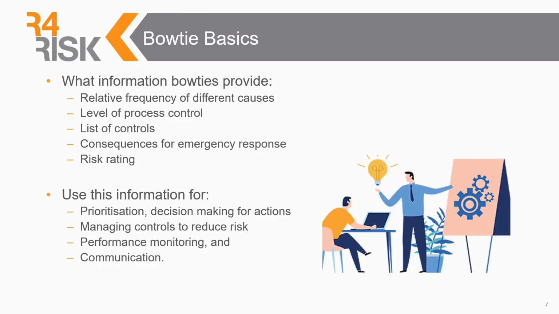We can use this information we get from the bow ties for prioritization and decision making for actions. Of course we want to focus on our high risks first. We need to manage our controls to reduce risk as well, because they're the actual things that are going to prevent our loss of control event. To do that, we need to do some performance monitoring and set up assurance activities. And finally, we need to communicate all this great risk management information to our workforce to influence culture on site.